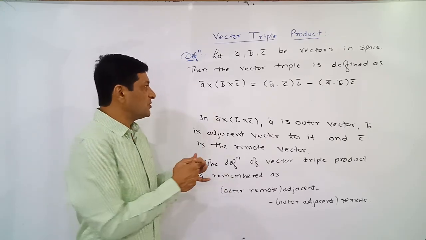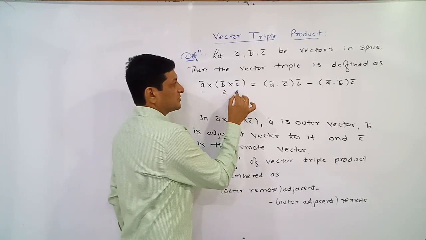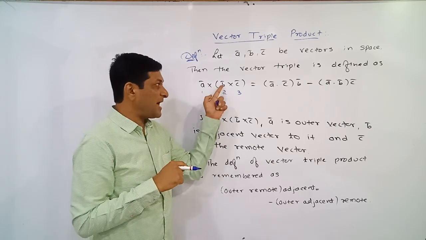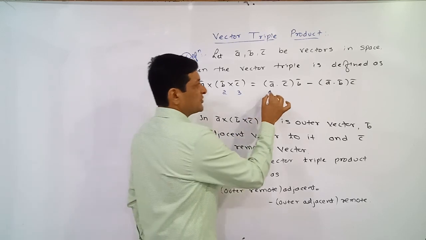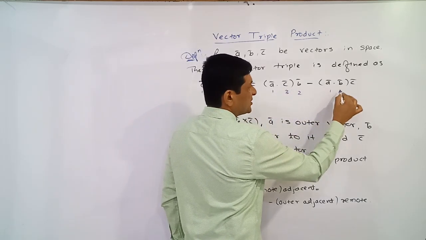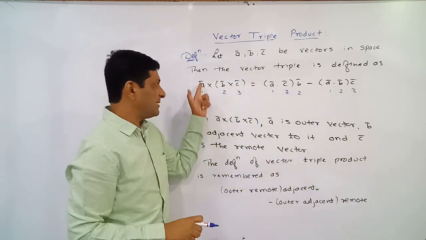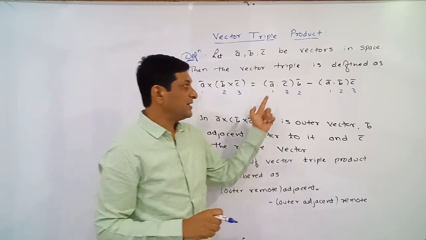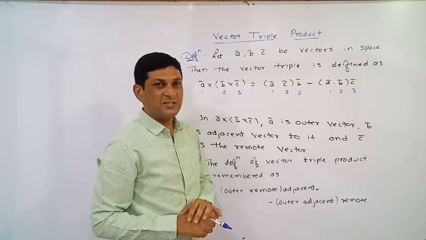So here let us denote the first vector by 1, the second vector by 2 and the third vector by 3. We have denoted A bar by 1, B bar by 2, then C bar by 3. So on this side, A bar means 1, C bar means 3, B bar means 2. Here A bar means 1, B bar means 2 and C bar is 3. So now what are we getting on this side? 1, 3, 2, 1, 2, 3. So we are easily able to remember these numbers.